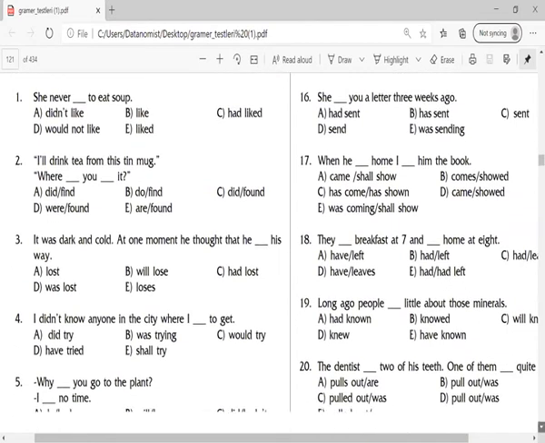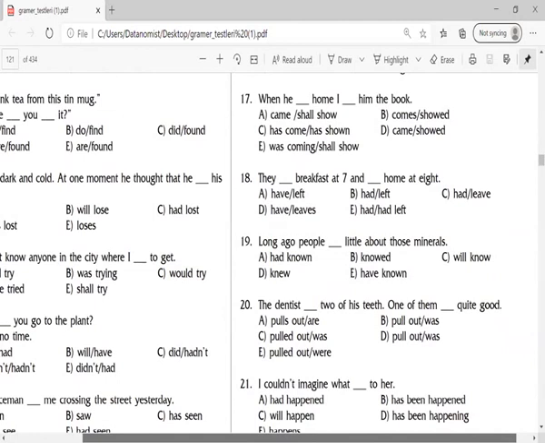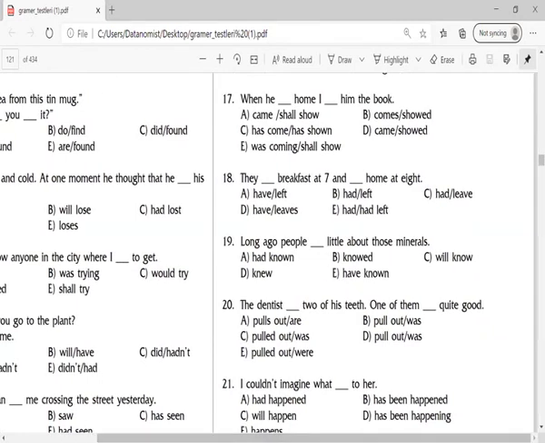Now see the 19th one. First focus on the time indicator. Where is the time indicator? Long ago, people knew little about those minerals. Long ago, past. How many actions? One action. So what is the answer? Had known, knowed, will know, knew, have known. If you say D, you are right. Long ago, people knew little about those minerals.